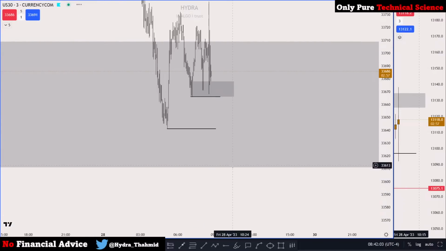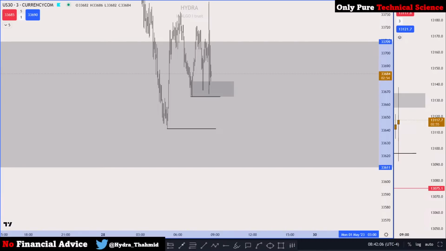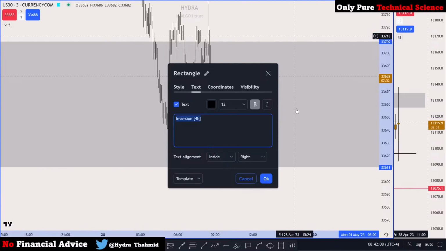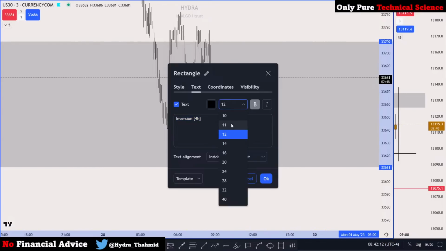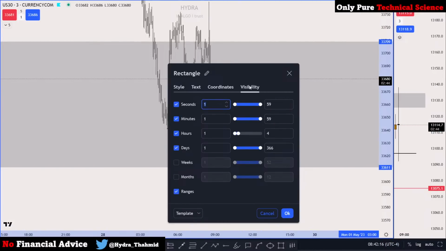Anyway, I'm going to hide this drawing, this inversion. Just remember that this gray shaded box that you see is our 4-hour inversion. Now I will go to the forex. Okay, on Euro USD I will talk about Euro USD. This US30 is just a shitty thing right now. Rather, I think Euro USD is clean.